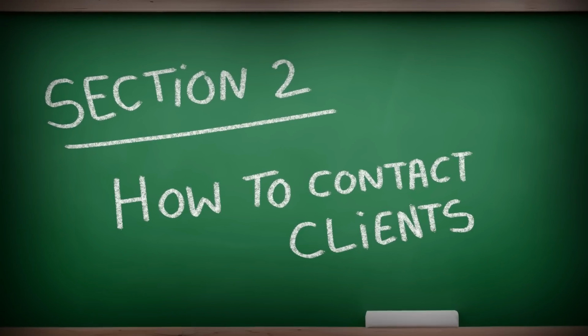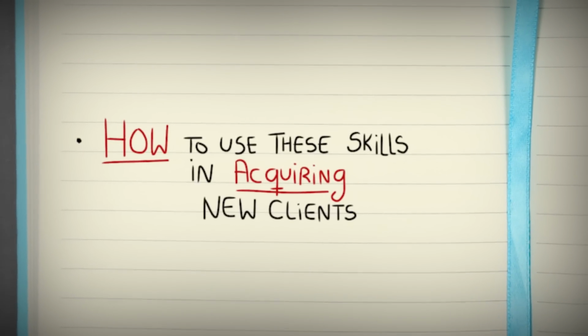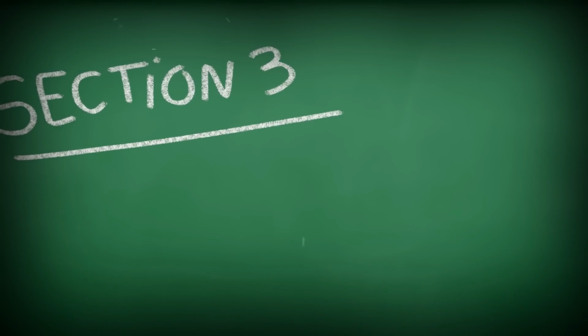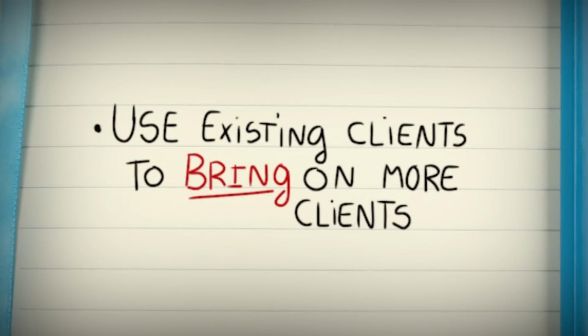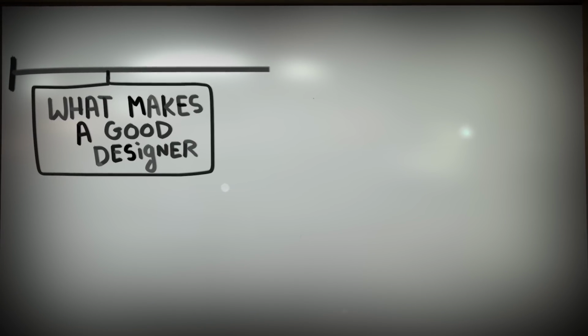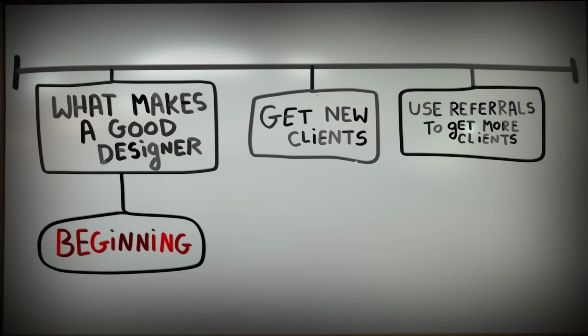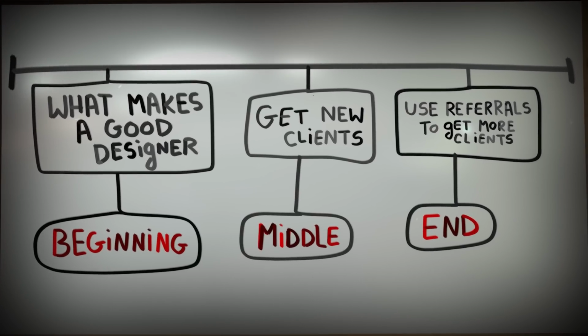Section 2, how to contact clients. Next, I build on the previous section by showing them how to use these skills in acquiring new clients. Step 3, how to ask for referrals. And finally, I show them how to use their existing clients to bring on more clients. And you can see by using this structure, we are building each point on top of the previous point, creating a chronological story that logically follows a beginning, middle, and end, and we aren't leaving with something being missed.